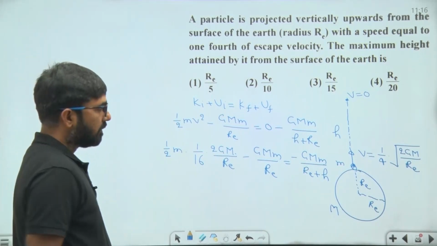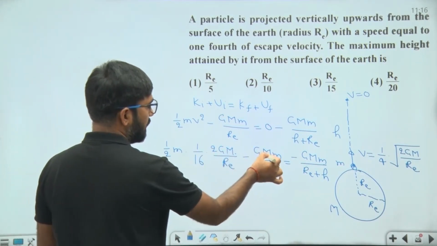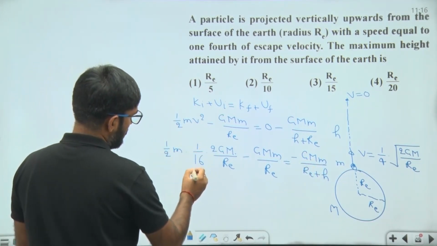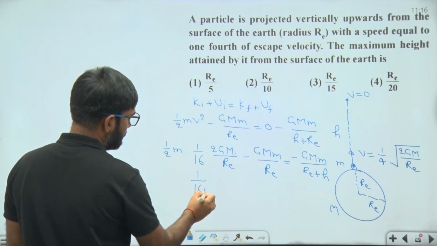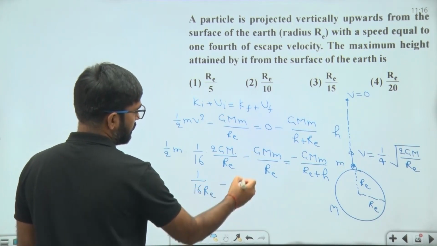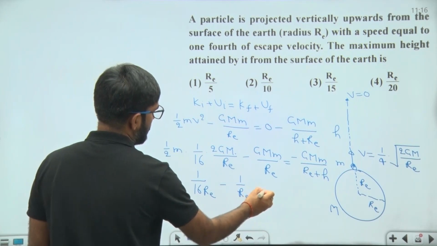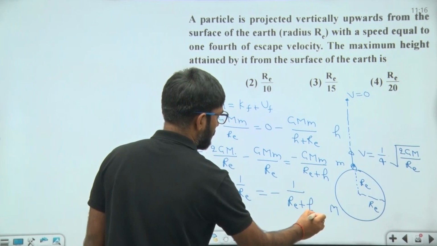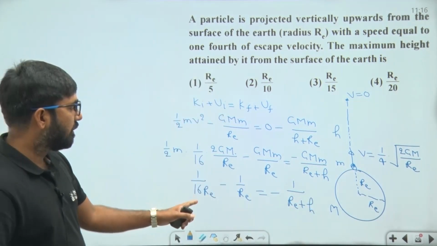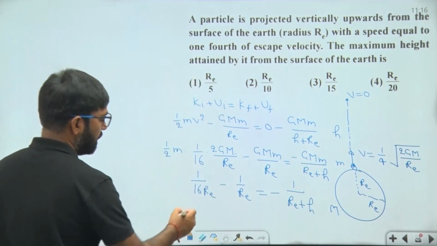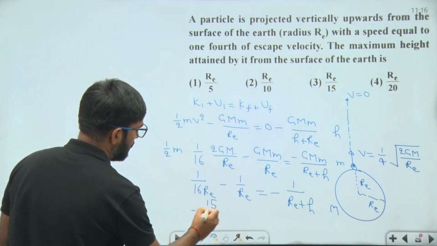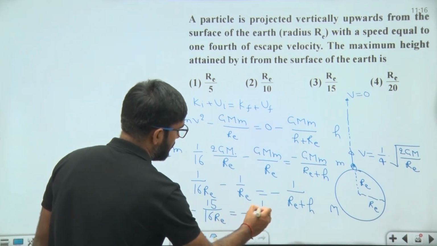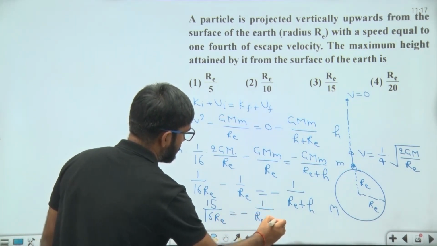We have to solve this equation. Here GMm gets cancelled. We get 2, we get 1/16 RE minus 1 by RE equal to minus 1 upon RE plus h. 1/16 RE minus 1 by RE will be minus 15 upon 16 RE equal to minus 1 upon RE plus h.